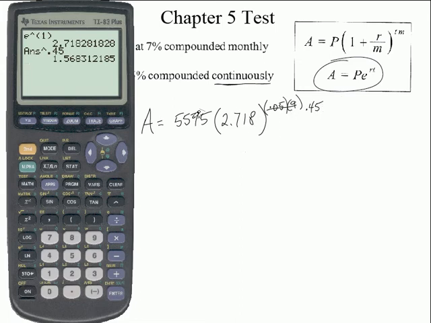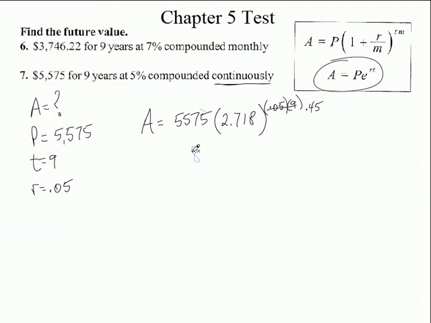Then we got to take that answer and multiply it by the 5575. Alright, hit enter, and that's our answer right there. 8,743. Remember, this is dollars, so it's $8,743.34, I think it was 34 cents if I remember right. That's how you do that one. Alright, let's move on.